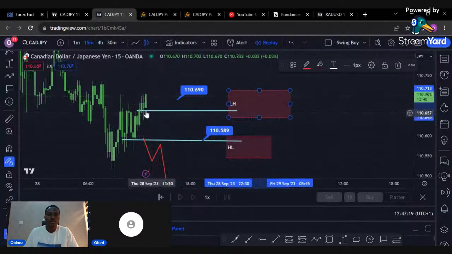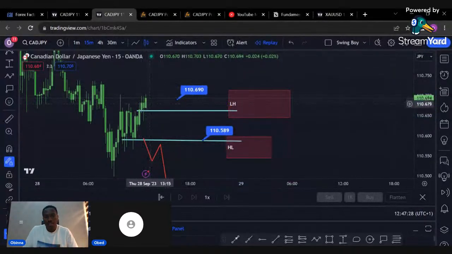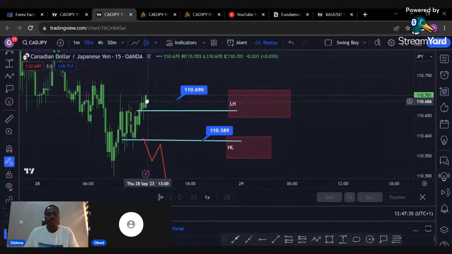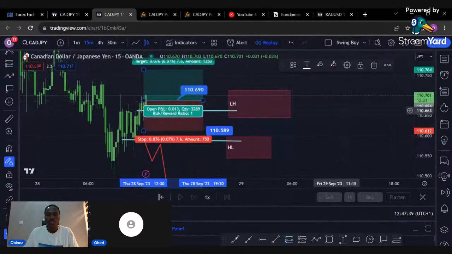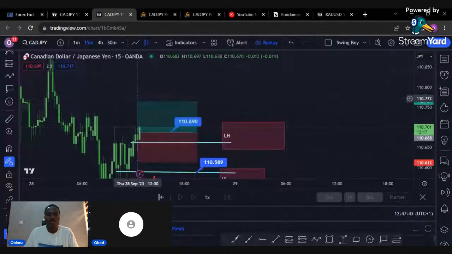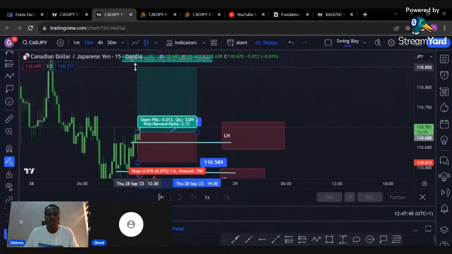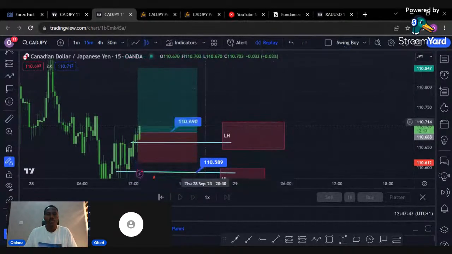Okay, so this is a good way to look for buys. Anyway, today I'm not taking buys, so even if it goes up, it is what it is. Like, this is 1 to 1, then 1 to 2, at least 1 to 2.